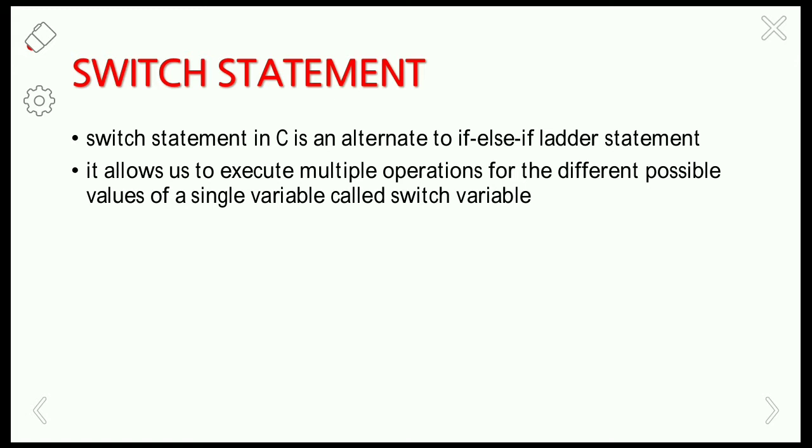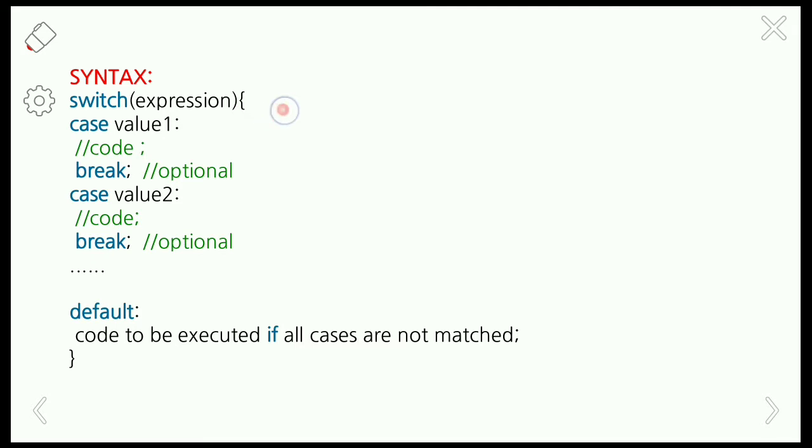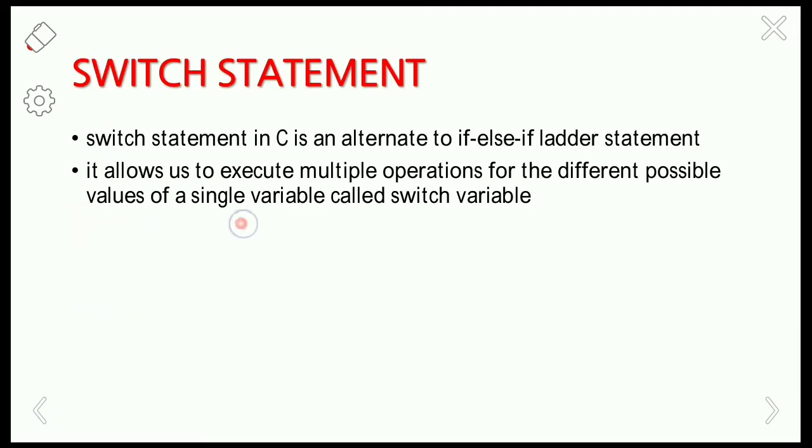In the switch statement, we basically have three keywords, that is switch, case and default. These are the three keywords that we are going to use repeatedly here. Okay. And it allows us to execute multiple operations for the different possible values of a single variable called the switch variable. So based on the switch variable, it will go to the particular case, and among the multiple choices we select a particular choice for execution.